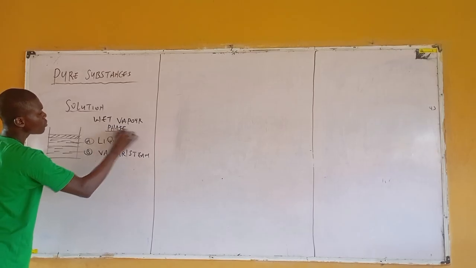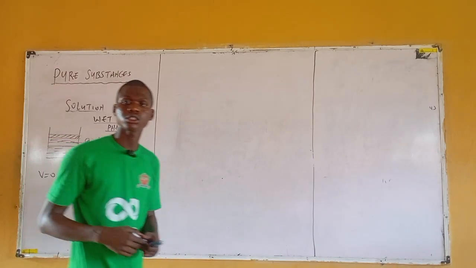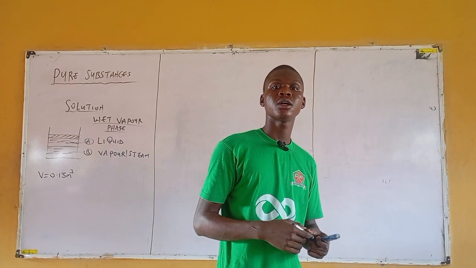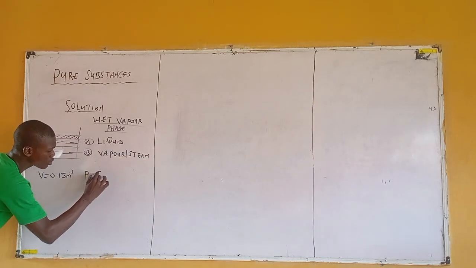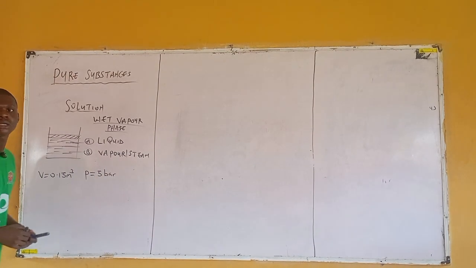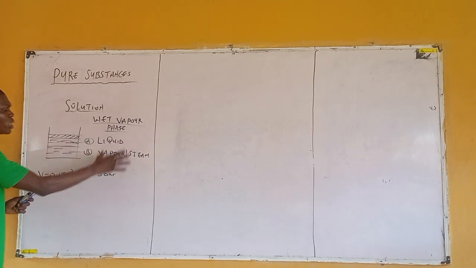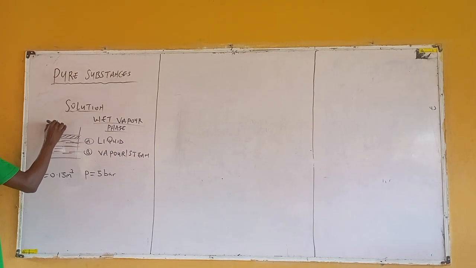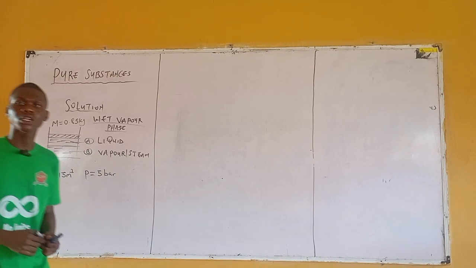So when you say wet vapor phase, you already know the meaning. So what's the volume? The volume is 0.15 meter cube. Moving on. Continue your reading. Pressure of 5 bar. We are given pressure of 5 bar. Pressure is equal to 5 bar. What else? Mass of the mixture. Meaning the mass of this liquid and vapor is 0.85 kg.